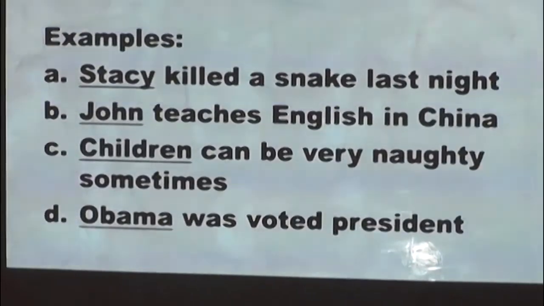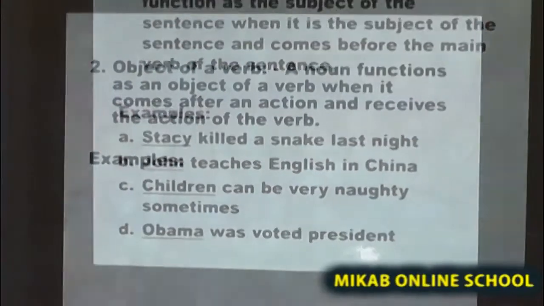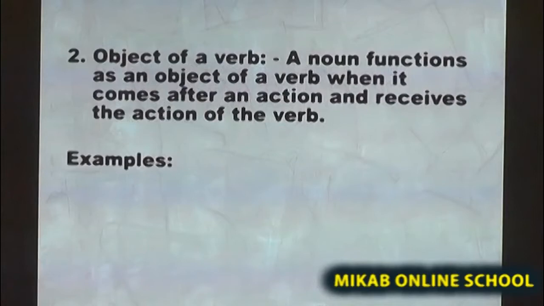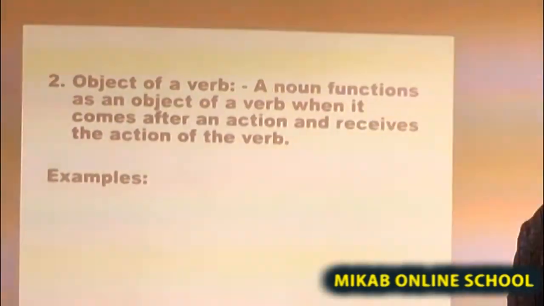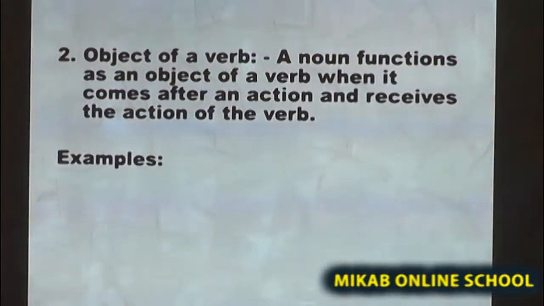Then secondly, the second function of a noun in a sentence is object of a verb. A noun functions as an object of a verb when it comes after an action and receives the action of the verb. Remember, we said in the first one that the subject is the doer of an action, while in this case the object is the receiver of an action. It receives the action from the subject in the sentence. Now let us take a close look at the examples we have.